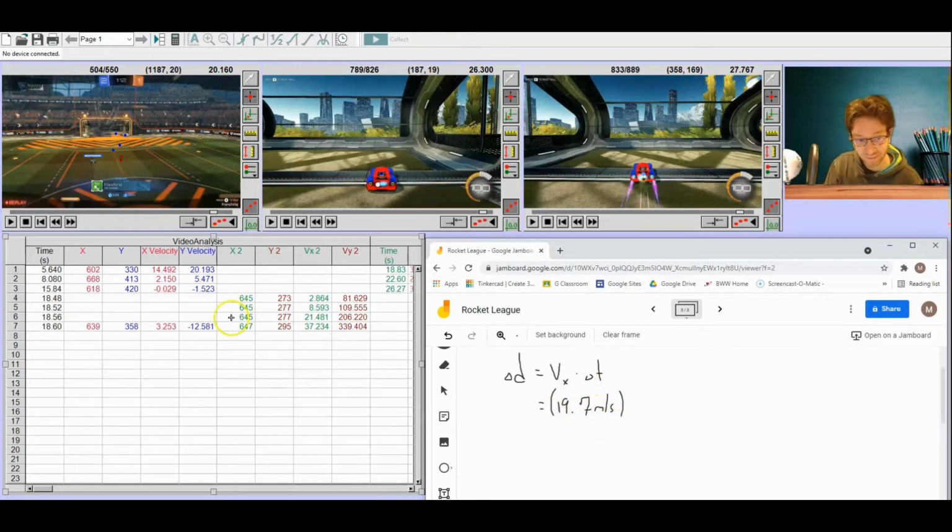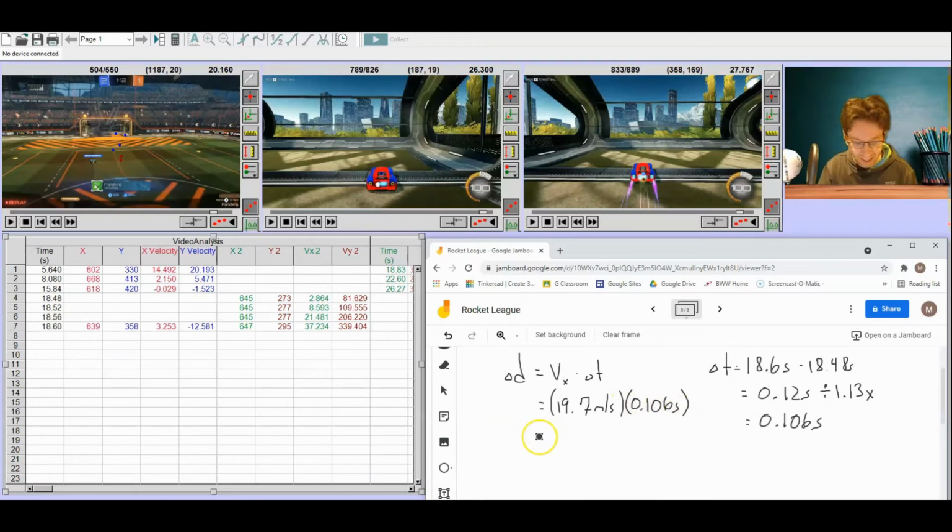meters per second. Now the time is the difference here between 18.60 and 18.48. So let's write this at the side here. It's the difference between those, 18.6 seconds minus 18.48 seconds, which gives us 0.12 seconds. But that is in slow motion. So this is where we're going to use that slow down factor to figure out the actual time it took for the ball to traverse the goal. I'm going to divide by the factor that we calculated, that it's slowed down by, 1.13 times. When I do that, the actual time it took the ball to travel that goal is 0.106 seconds. So we can multiply that by 19.7 meters per second, and we get the diameter of the ball to be 2.10 meters.